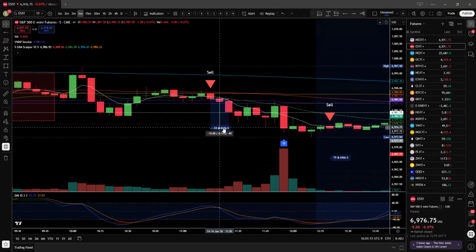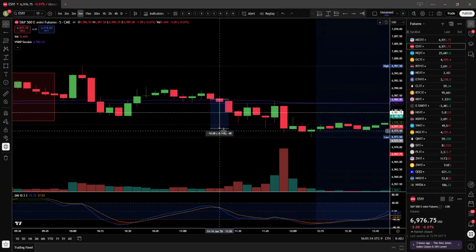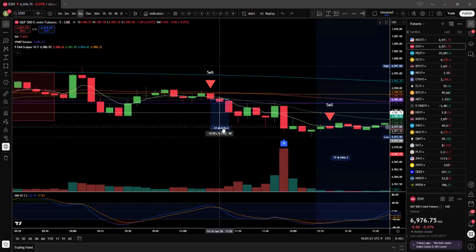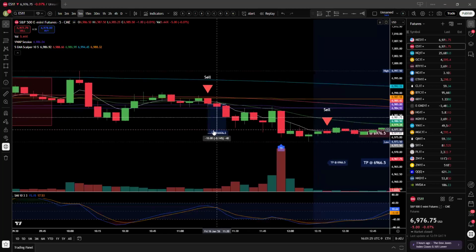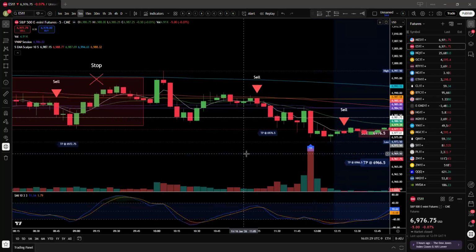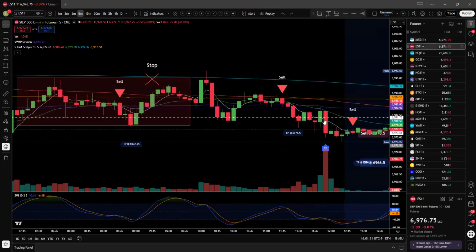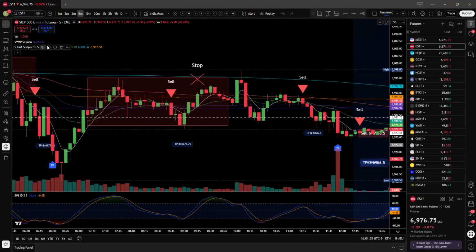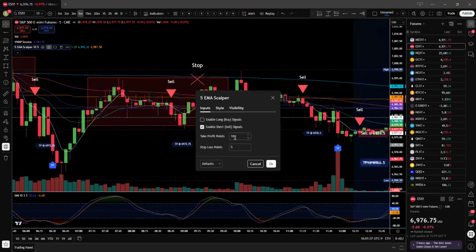It just happens to work out really well here, and I see that over and over. Okay, so that's looking at the ES. Other things you want to look at. Let's keep this on a 10-point take profit, 5-point stop loss.